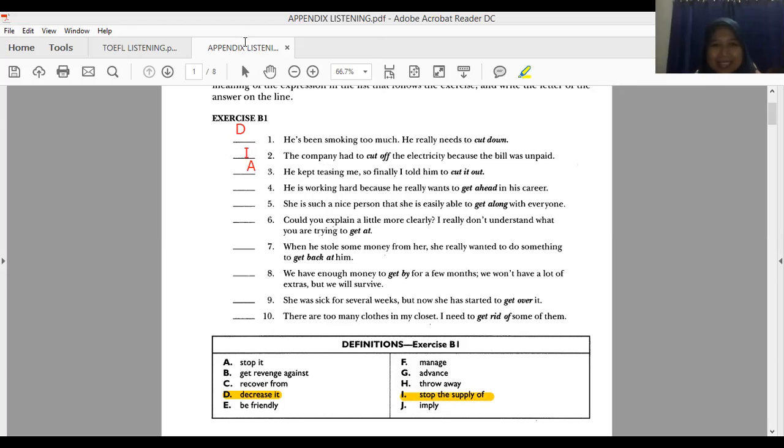Miss Meta, number 4. He is working hard because he really wants to get ahead in his career. Number 4, Miss Meta. Miss Meta, are you there?